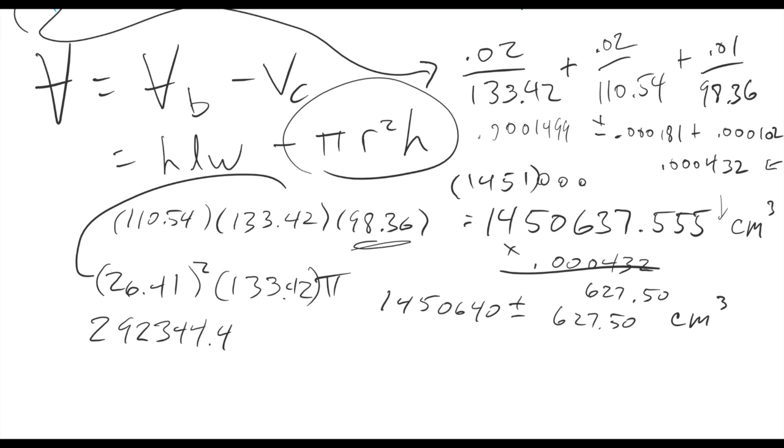The relative error, that was 0.01 over 26.41. Since that is squared, I multiply that times 2, and I add 0.02 divided by 133.42. I've already done that math. That was 0.000149.